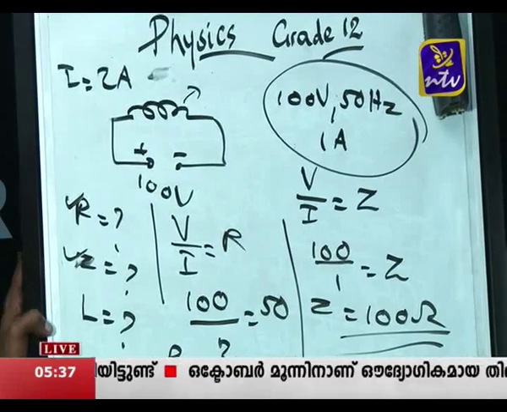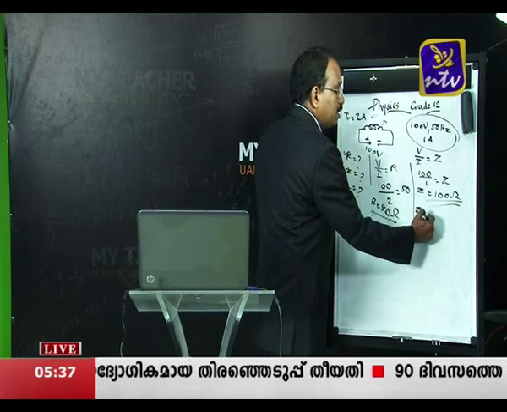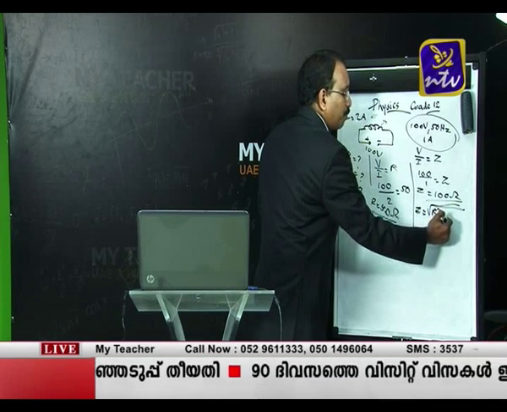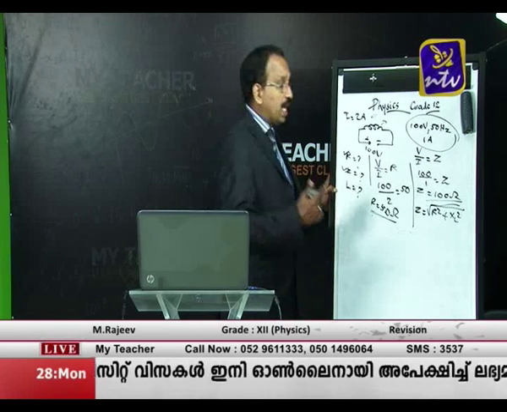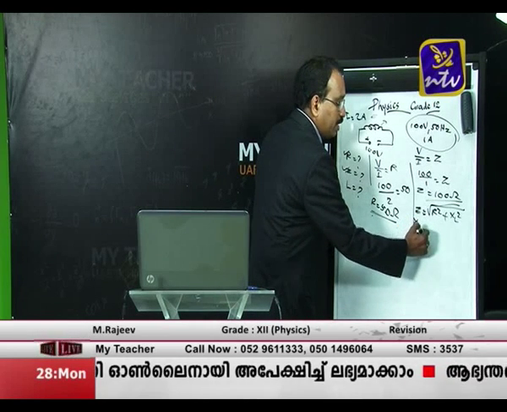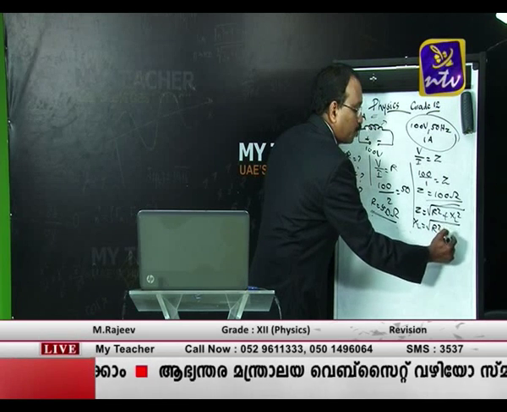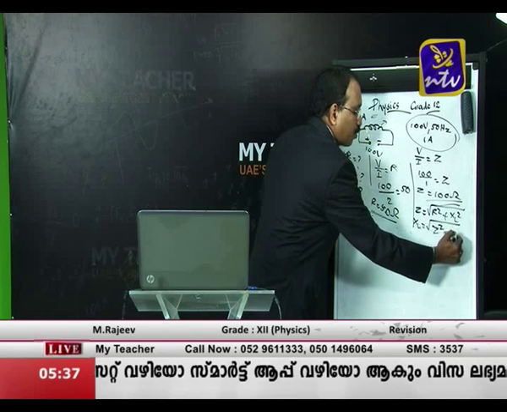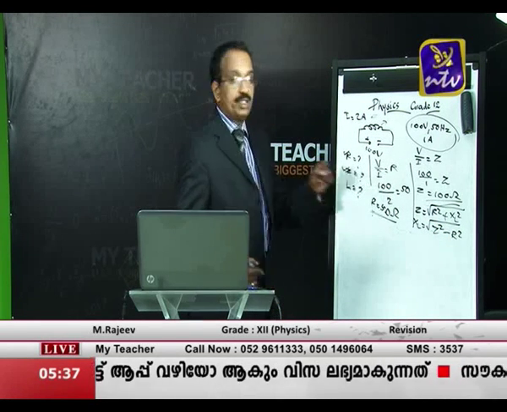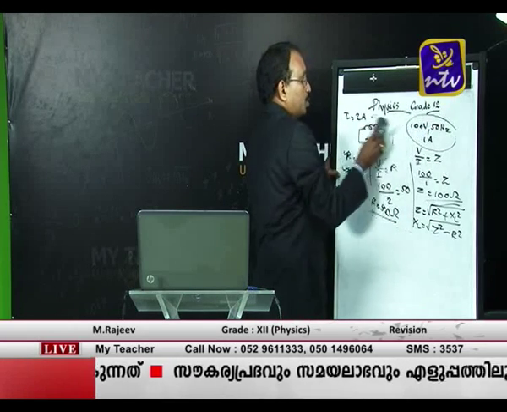Now we are going to find what else? The inductance, L. We know the equation: impedance is the root of R squared plus XL squared. Make use of that equation and rearrange it, and we get the value of XL as the root of Z squared minus R squared. So on rearranging we will get like this. We have Z, and we have R also. So I will write it here.